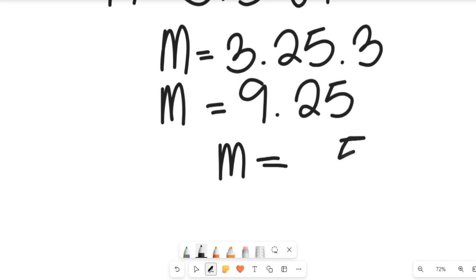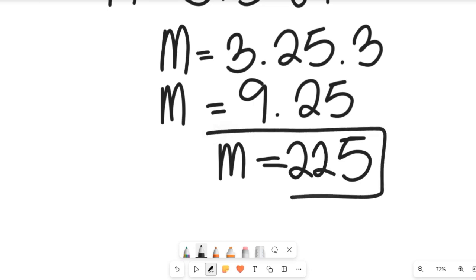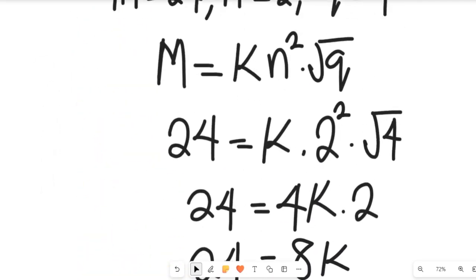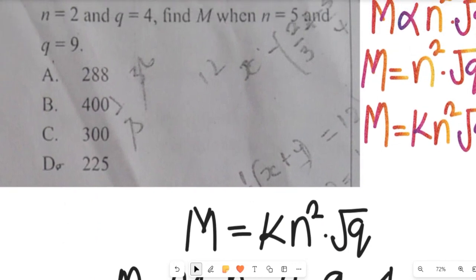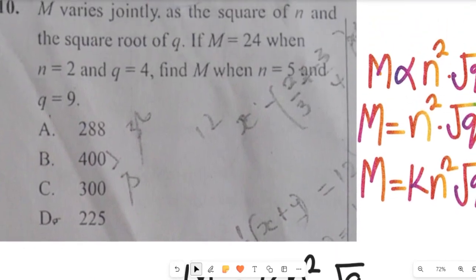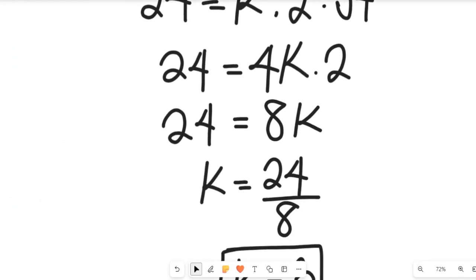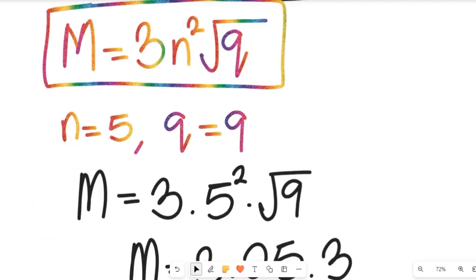9 multiplied by 25 will give us 9 times 5 is 45, you write 5. 9 times 2 is equal to 18 plus 4, and that will give us 22. So the value of m is equal to 225. Now, do we have that in the options? Let's check. That is option D, and the answer is 225.